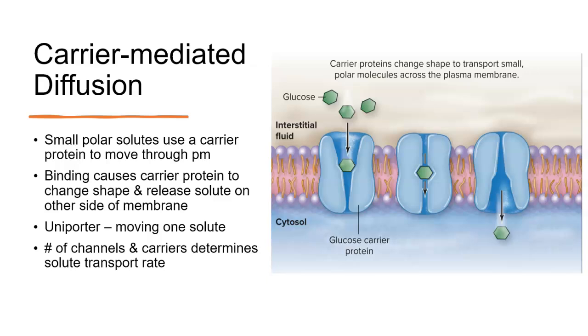A uniporter is one of these transport proteins that moves one solute. Uni means one. So the number of channels and the number of carriers is going to determine how quickly those solutes can cross the cell membrane.